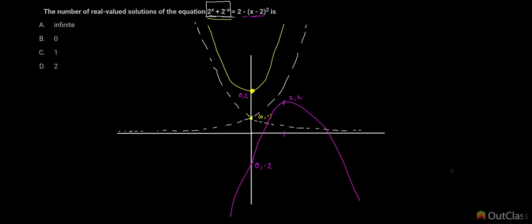Now you'll basically see that the lowest y value on the LHS is 2. It happens at x equal to 0, and the highest y value on the RHS is 2. It happens only at x equal to 2. So these two will never meet. It is not drawn accurately. It should be at the same level. Anyway, these two graphs will never meet. The number of real valued solutions will be 0.